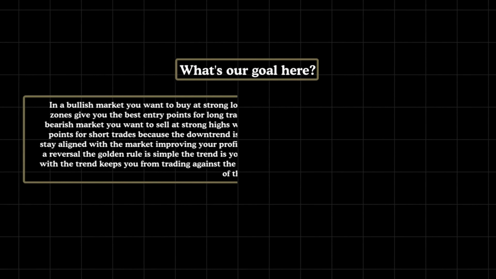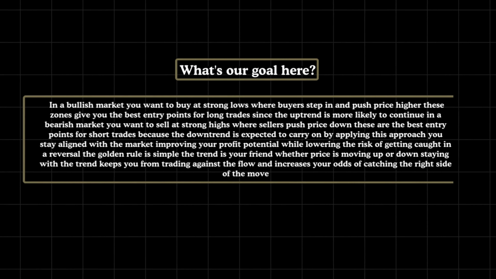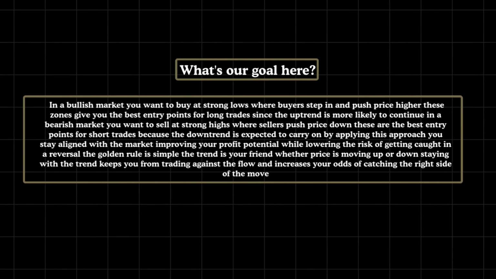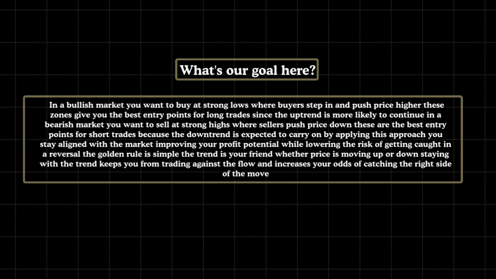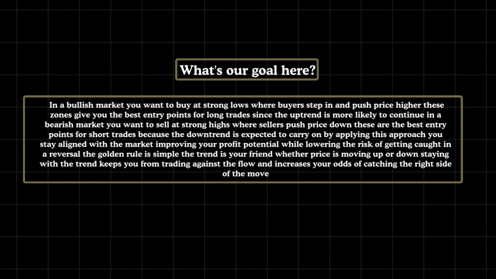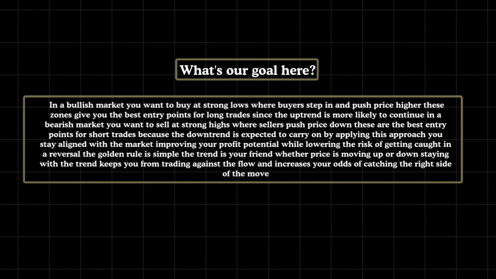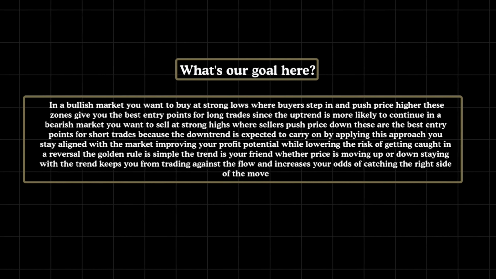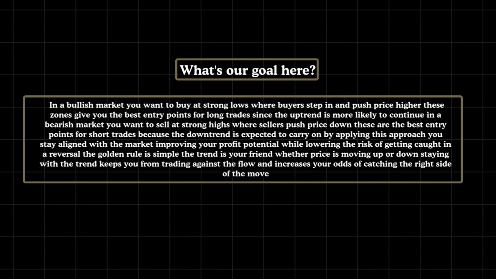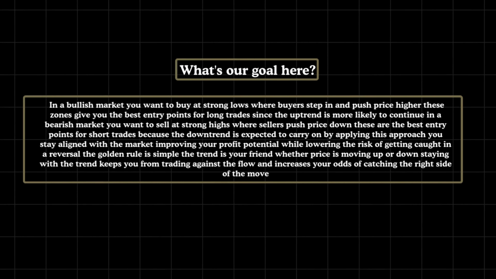What's our goal here? In a bullish market, buy at strong lows where buyers push the price higher. These are the best entry points for long trades because the uptrend is likely to continue. In a bearish market, sell at strong highs where sellers drive the price lower. These are the best entry points for short trades because the downtrend is expected to persist.